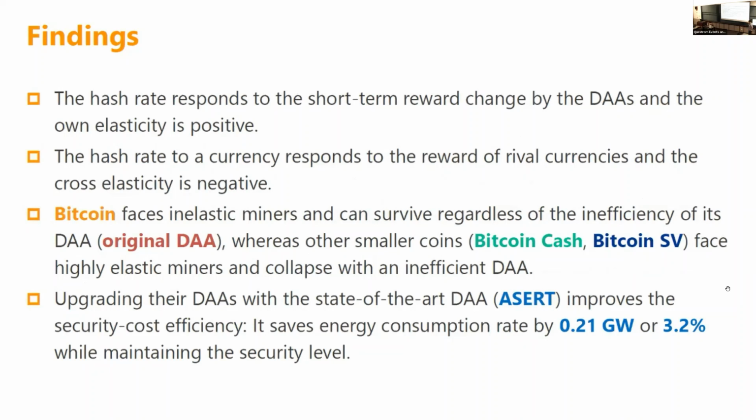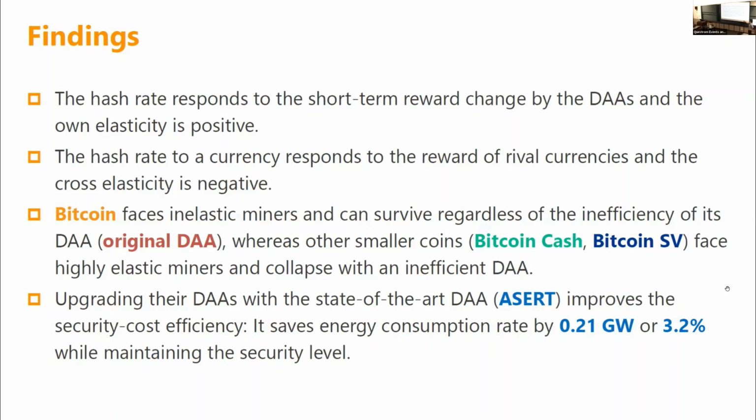This slide summarizes the main findings of this paper. As we can expect, the hash rate responds to short-term reward changes by the DAAs. As the coefficient is positive, if Bitcoin's reward is increased, the hash rate is also increased. And the hash rate of a currency responds to the reward of rival currencies. So if Bitcoin Cash's reward is increased, Bitcoin's hash supply is decreased. This can be expected, but we estimate the precise value of the elasticity around the third halving.